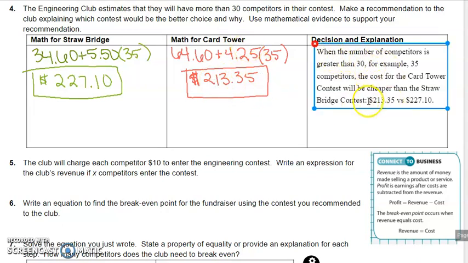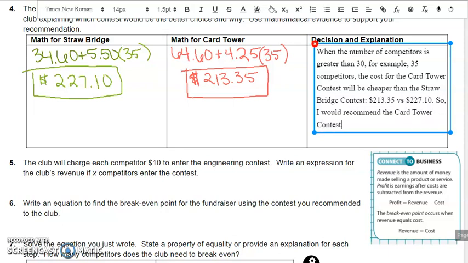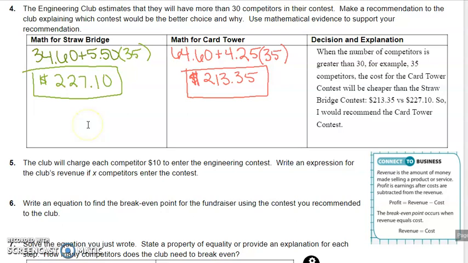So I went ahead and worded my explanation over here, saying that the card tower contest will be cheaper than the straw bridge contest. And then I included mathematical evidence. I explained that it needed to be greater than 30, so I went with 35. I pulled in my actual numbers. And I'm going to go ahead and finalize the answer by saying I would recommend the card tower contest. All right, again, feel free to pause the video as necessary.